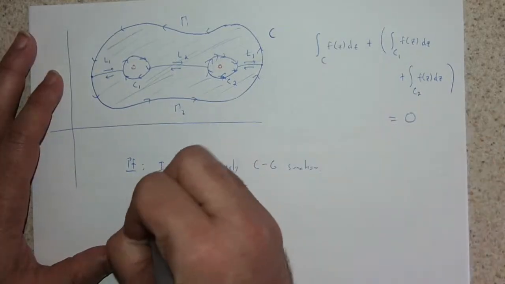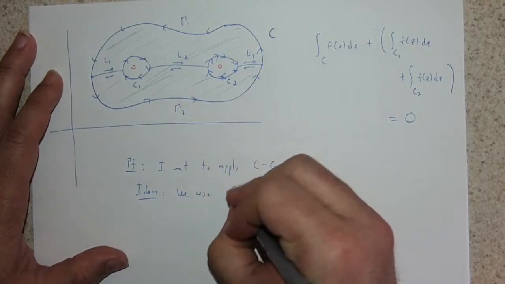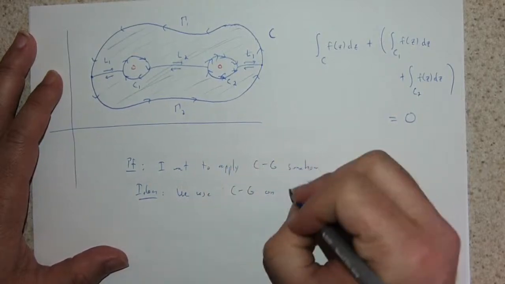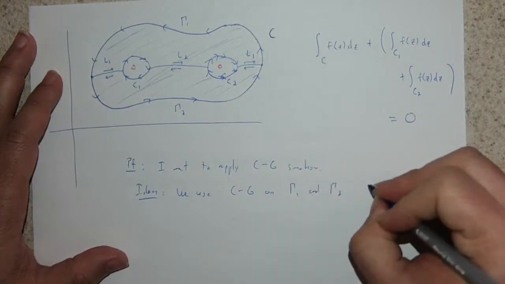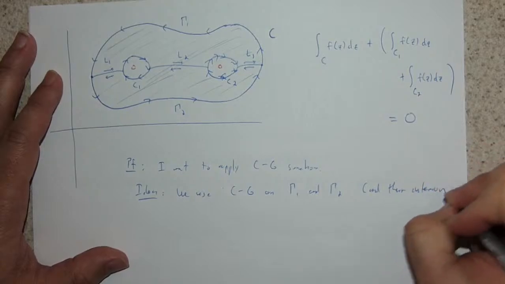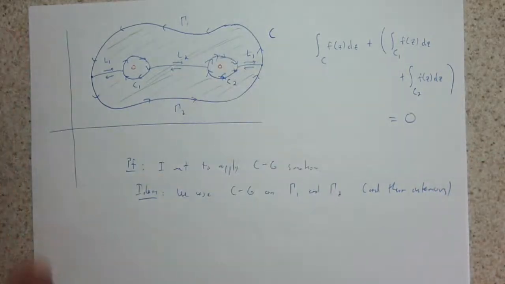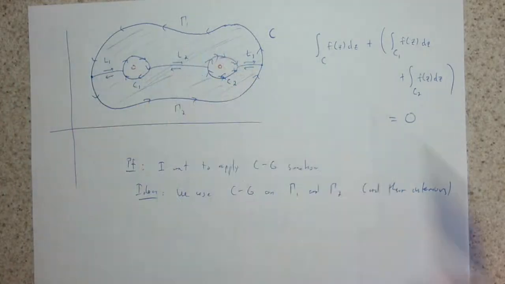The idea is we use Cauchy-Goursat on gamma 1 and gamma 2 in their interiors. Because now we have defined curves that enclose simply connected domains here, and we've defined them in such a way that this orientation is consistent in our picture. And this lets us do it. Okay.